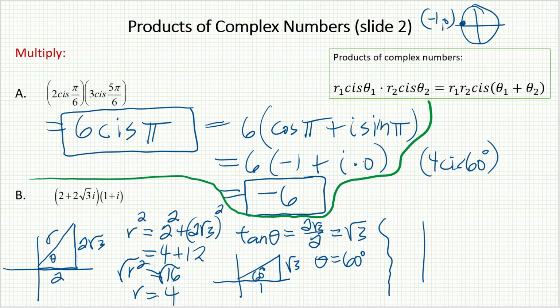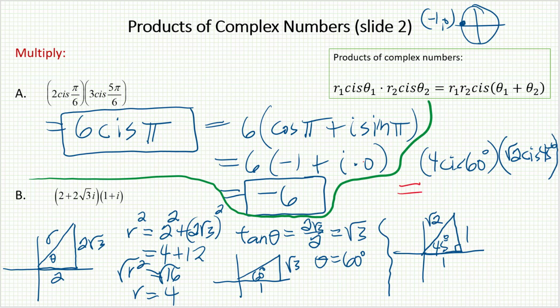Okay, what about that second complex number? Well, this one's even a little easier. If I draw it out, 1 plus 1i, I immediately just make one of our very nice triangles. This is clearly the 45, 45, 90 triangle, and so I already know that the hypotenuse is square root of 2, and that angle is 45 degrees. So my second complex number is root 2 cis 45.